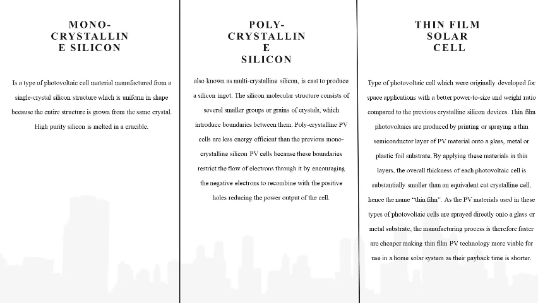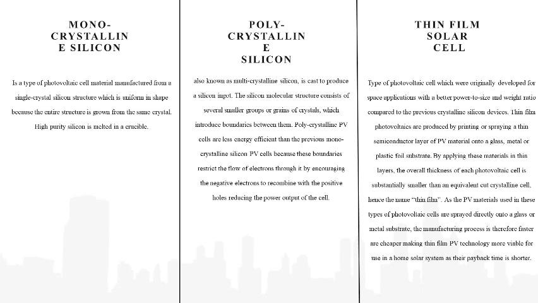And lastly, the thin film solar cells are another type of photovoltaic cell which were originally developed for space application with a better power to size and weight ratio compared to the previous crystalline silicon devices. Thin film photovoltaics are produced by printing or spraying a thin semiconductor layer of PV material onto a glass, metal, or plastic foil substrate.